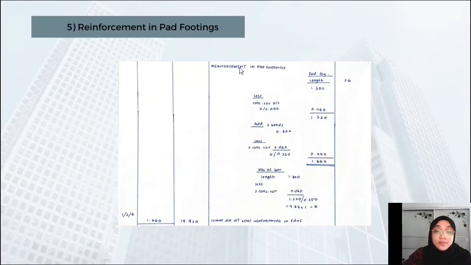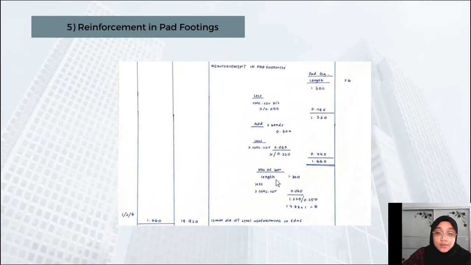So for the reinforcement in pad footing, we have to take the length of the column, which is 1.3, and then we have to minus the concrete cover from the left and right sides. So we have to times 2, and then we have to add another 2 bends from the left and right side, which is 0.3, and then we have to minus the concrete cover from the top and bottom. So we got this one, and then the next step is we have to count the number of bars.